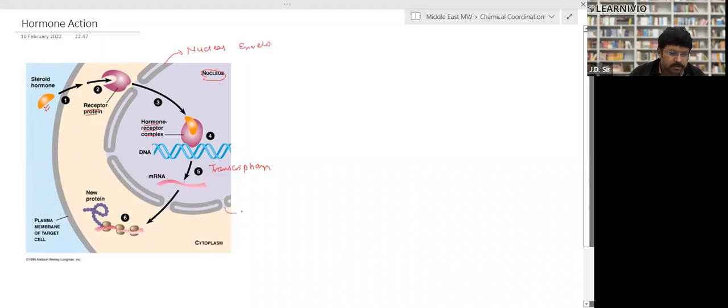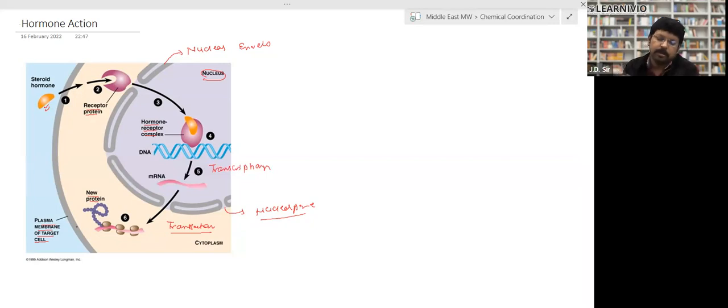These structures are called nuclear pores. From the nuclear pore, the mRNA comes out. mRNA starts protein synthesis, and the formation of protein from mRNA is called translation. This protein comes out of the plasma membrane, and it starts working as whatever it has to do. That's how hormone action takes place in our targeted cells, right? Take a screenshot of this one.